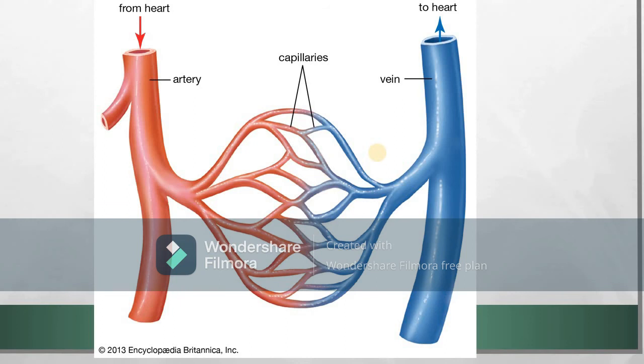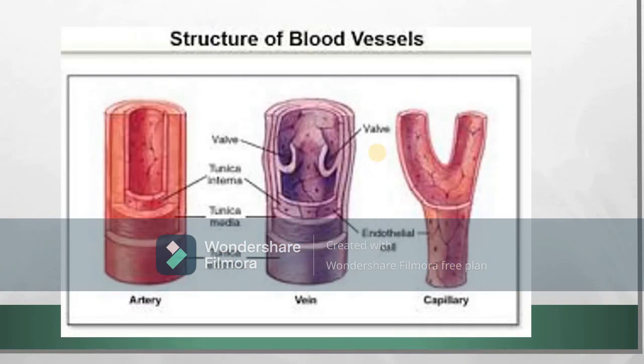The next topic is about the blood vessels. There are three types of blood vessels: arteries, capillaries, and veins. Arteries take blood from the heart and pass it to the body. Capillaries connect the arteries to the veins, and veins bring the blood from the whole body towards the heart.